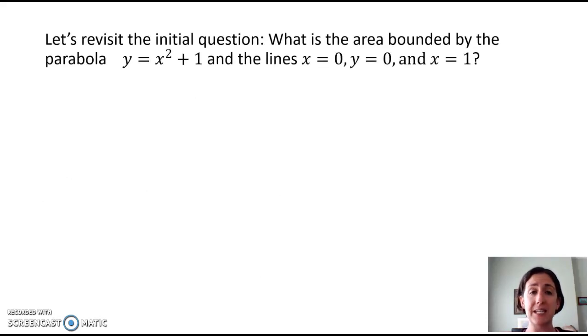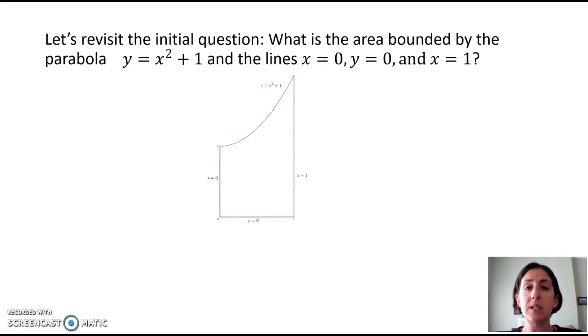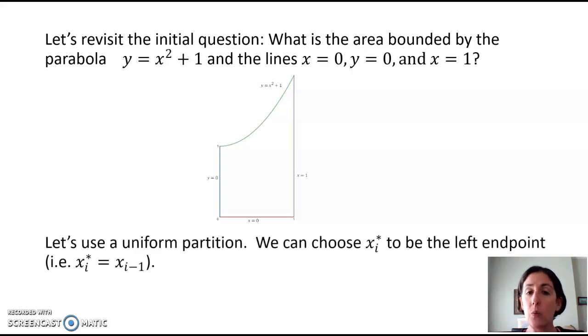Let's revisit the initial question in our last video about the area bounded between x squared plus 1 and the vertical lines x equals 0 and x equals 1 and the horizontal line y equals 0. I'll remind you what that looks like there. As we did in the last video, we used rectangles to approximate the area, but we never got the exact area, just values that it was between. So let's now actually calculate the actual area underneath that curve.